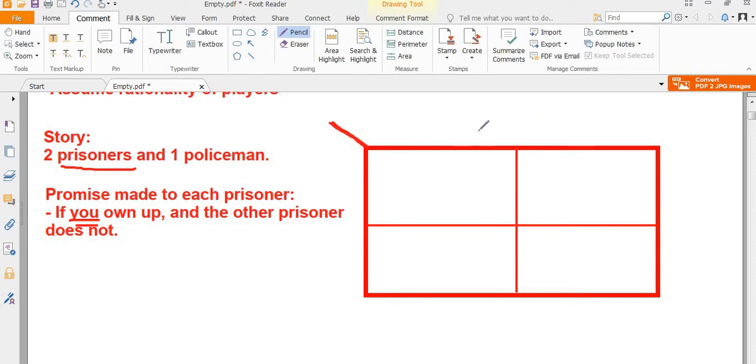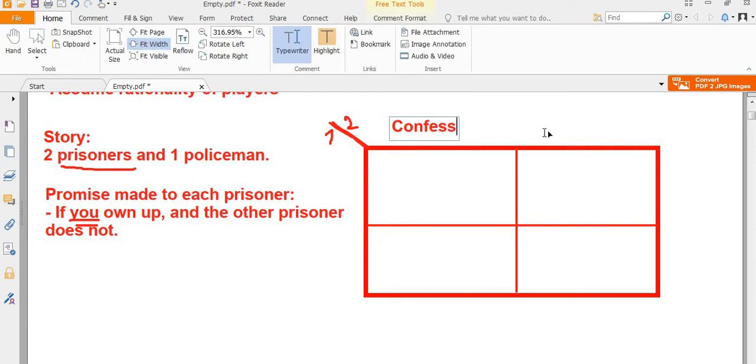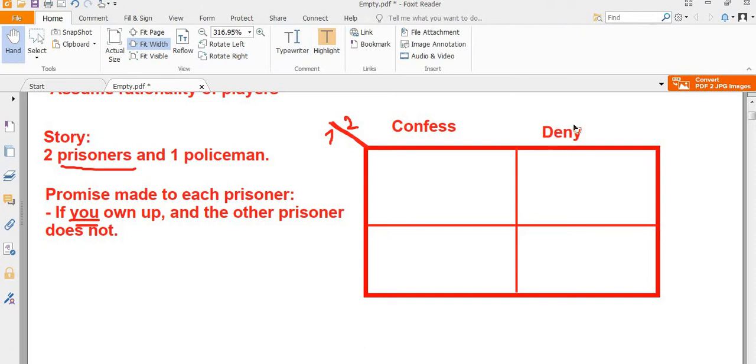So suppose this row represents player 2. So there are two prisoners. This is one prisoner, prisoner 2, and this is the other prisoner, prisoner 1. Now what each prisoner can do is they can either confess that they have committed the crime. They can say, yes, I have committed the crime and I will not do it again. They can confess, or they can say that no, I haven't committed the crime, there must be some mistake, I wasn't even there, or something of that sort, make an excuse and get away with it.